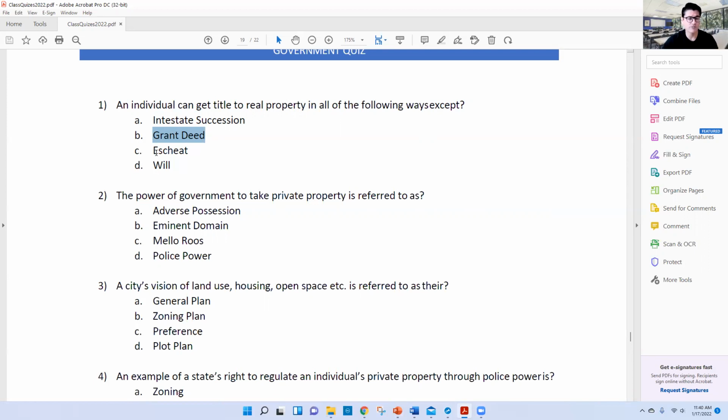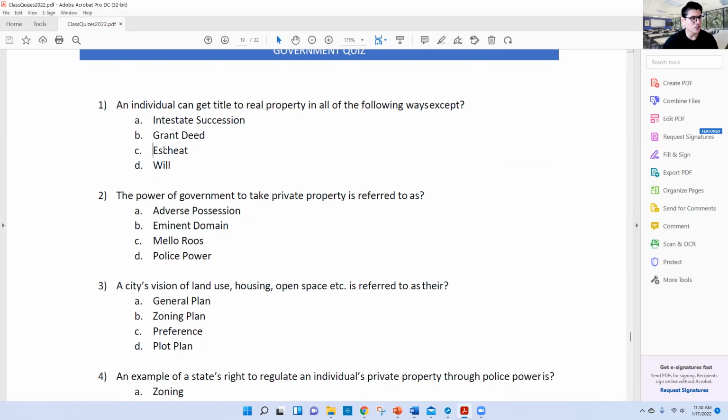We're going to skip escheat for a second. Will. Opposite of intestate succession, here you're writing who you want to get your stuff. It may not be your heirs, right? It may be a charity. So an individual could definitely get title to real property through a will.